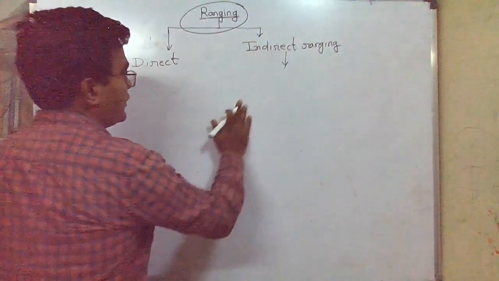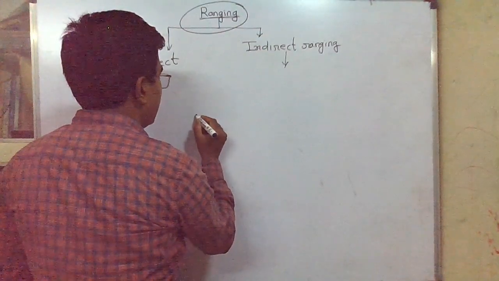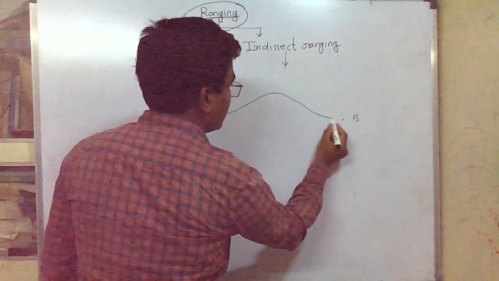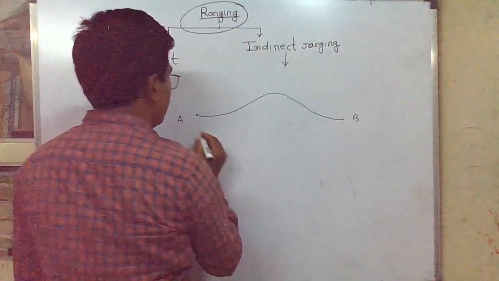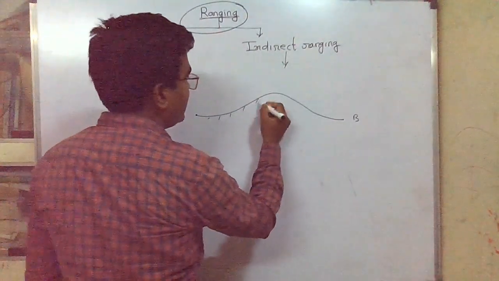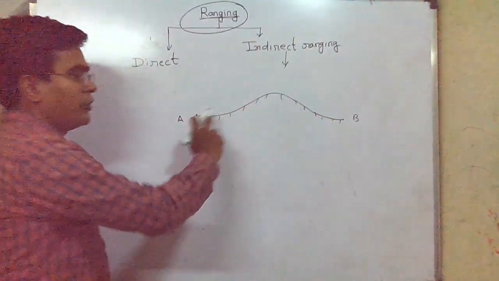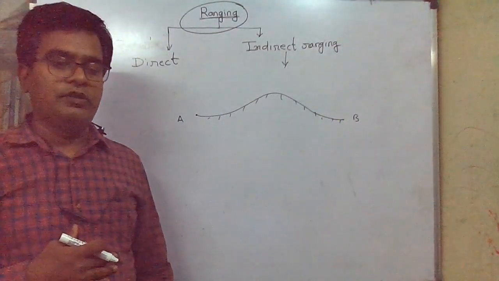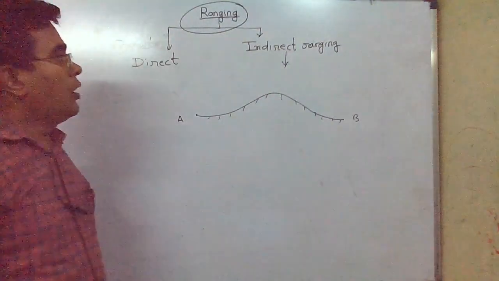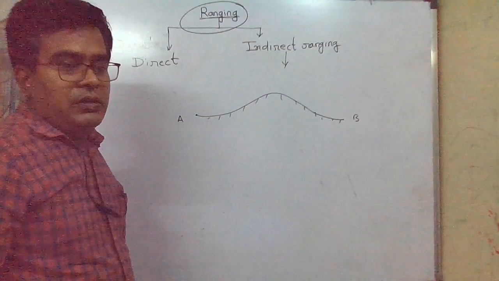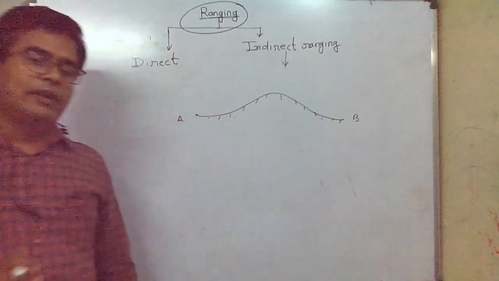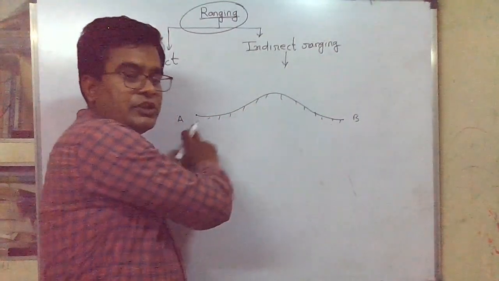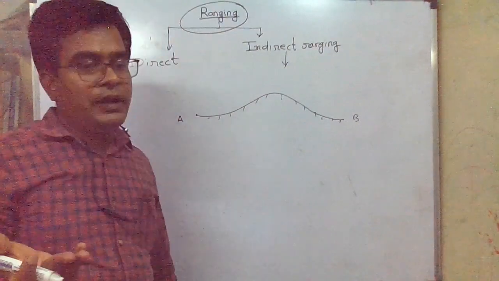As discussed earlier, suppose there are two stations, station A and station B, and there is an elevated ground in between these two stations. So we cannot observe the rod B from A; that is, these two stations A and B are not intervisible. In that case, we'll set the intermediate point in a straight line by an indirect route. We will not directly observe station B from station A. We will proceed indirectly. How?